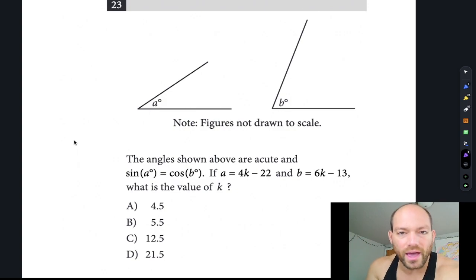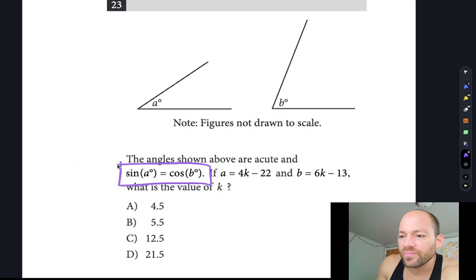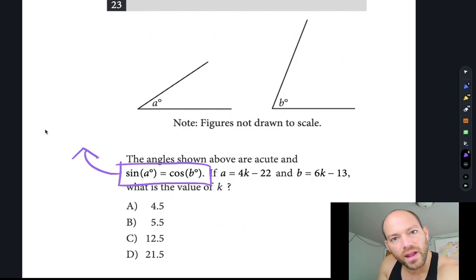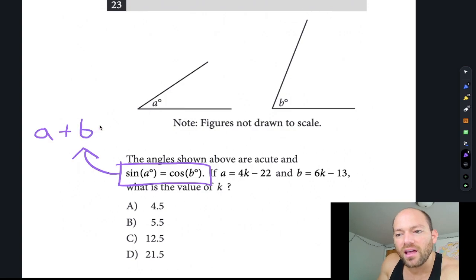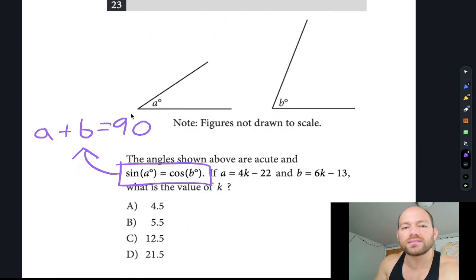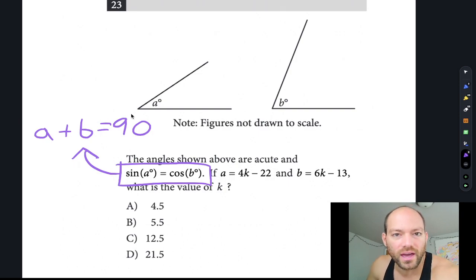So right away, what does that tell us about those two angles? If A equals 4k minus 22 and B equals 6k minus 13, what is the value of k? This is such a classic question that makes people freak out. But can we just focus on this thing they told us? If sine A equals cosine of B, what does that mean again about A and B? It means they add up to 90. Because that's how things work, okay?